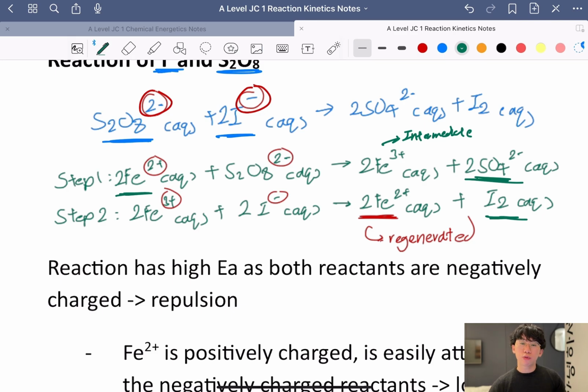So why does this reaction give a lower activation energy? It's because your Fe2+ is positively charged. And with this natural attraction of the positively charged Fe2+ with the reactants itself, which is S2O8 2- and the I- later on, you can get a reaction with much lower activation energy. And because of that, your reaction will proceed much faster.